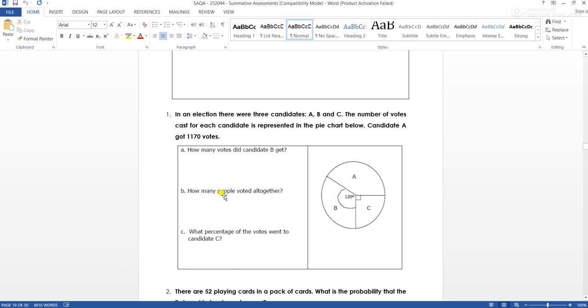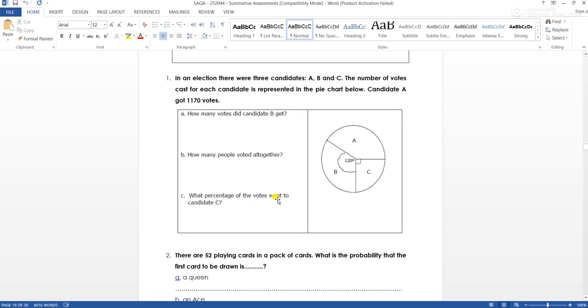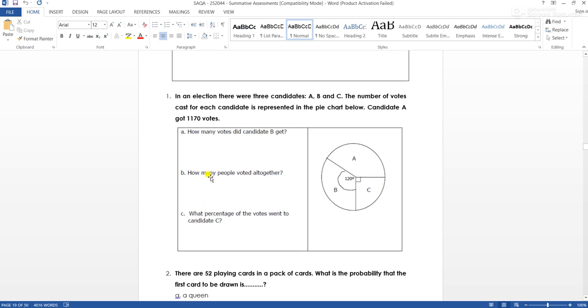So how many people voted altogether? You just have to add based on what you were given. So what percentage of the votes went to candidate C? So what you need to do is, based on what you were given, how do you get the percentage? Since you have added all the votes for A, B, and C, you need to divide.